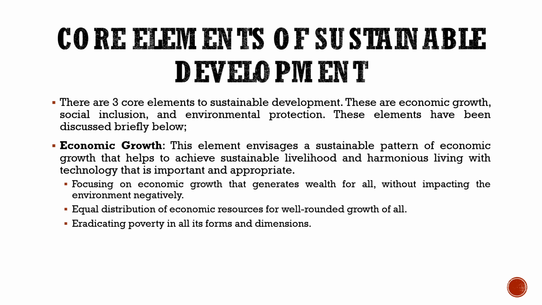Now, let us understand the core elements of sustainable development. There are three core elements of sustainable development. These are economic growth, social inclusion, and environmental protection. That is, these 17 goals fall under the broader categories of economic, social, and environmental protection. If you look at these goals, you can very clearly divide them under these three headers: economic growth, social inclusion, and environmental protection. These elements have been discussed briefly below.